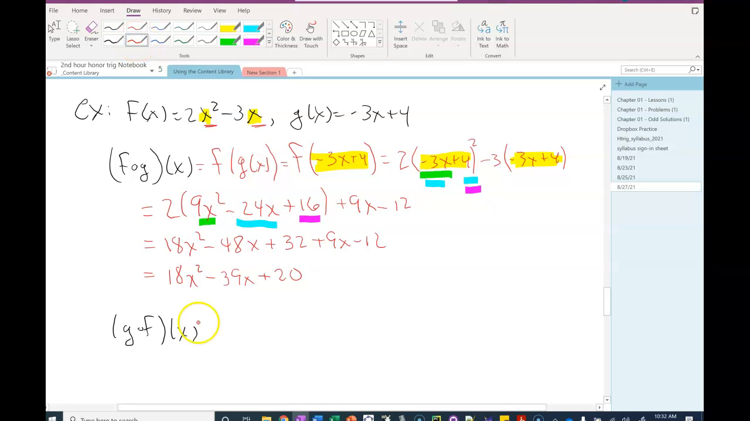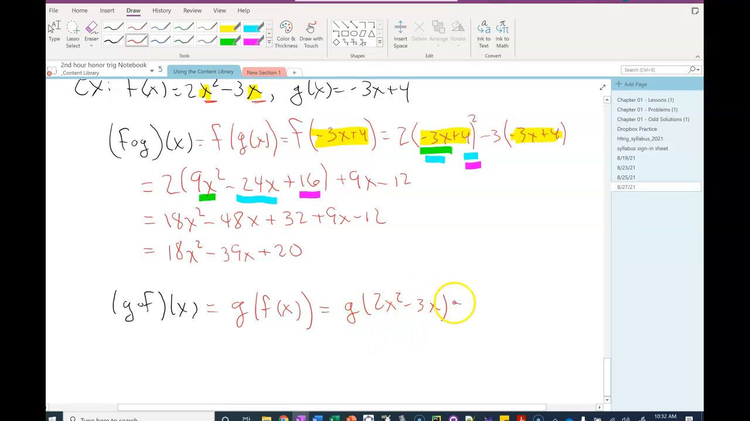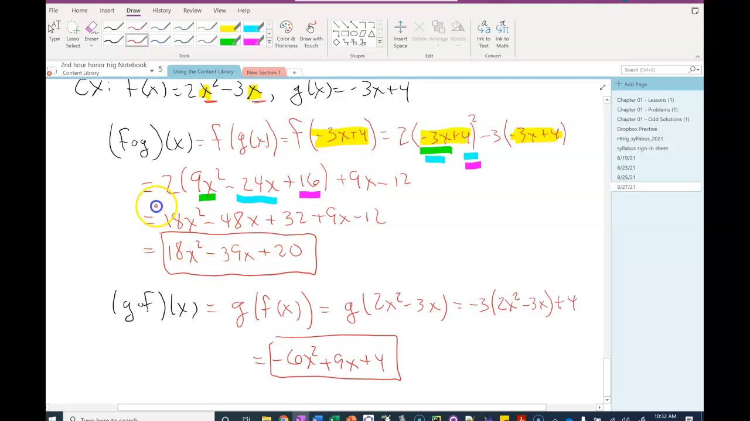If I do g of f of x, or g compose f of x, that's g of f of x. F of x was 2x squared minus 3x. So when I plug that into g, I get negative 3 times 2x squared minus 3x plus 4. And the simplifying there is so much easier because all I really need to do is to distribute things through. And we're done.